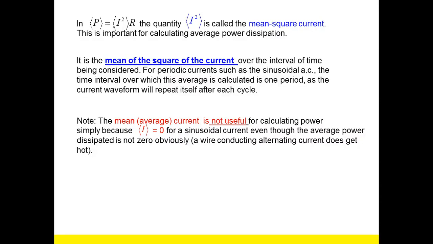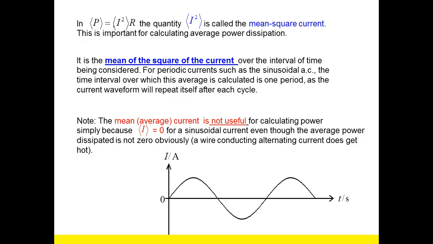A mean current is really not useful for calculating power simply because the mean current is equal to 0 for sinusoidal current. Take a look at this graph and I'll illustrate to you. If you look at this sinusoidal current, we know that the mean of this current will be 0 because every part on top above the line will be equal to the part below. The average of the current will be 0.